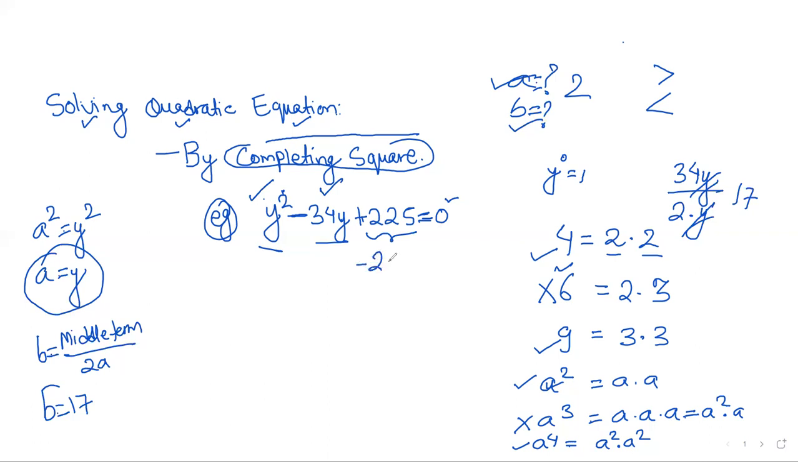So what we will do is we will just subtract negative 225 or add negative 225 on both sides, and we will get rid of this. So we will have y square minus 34y equals negative 225, right? Now what we will do is we will look at b. I guess I should go to a new page and do it in a clean way. Yeah, looks cluttered. So I have y square minus 34y plus 225 equals 0.